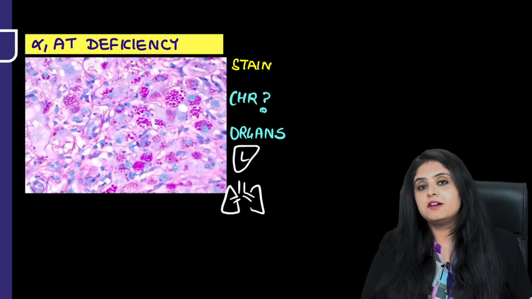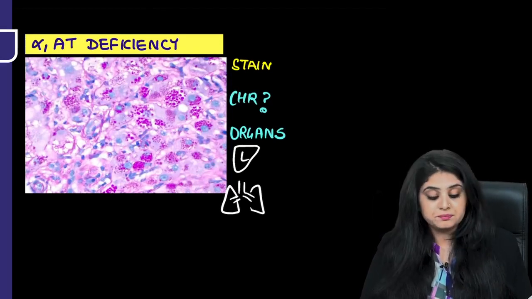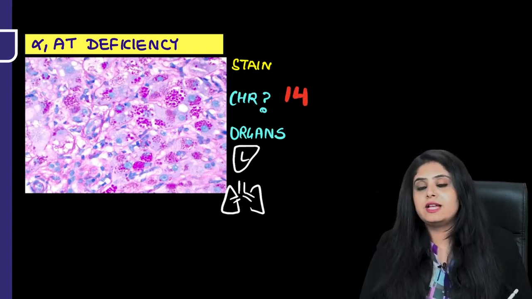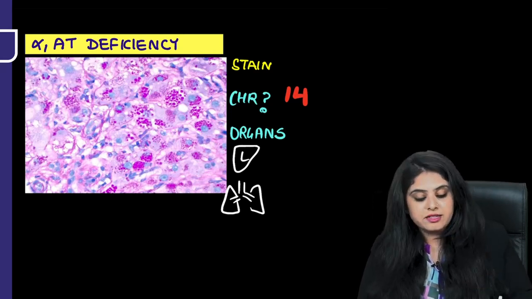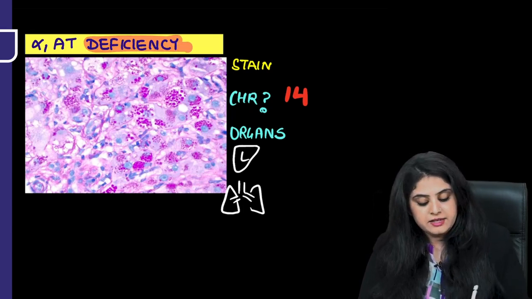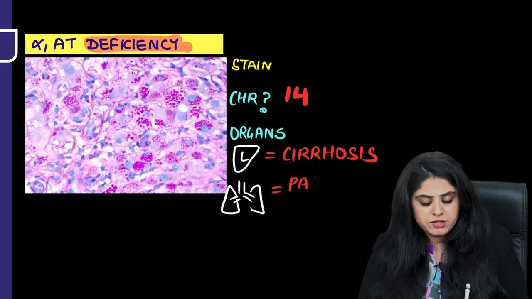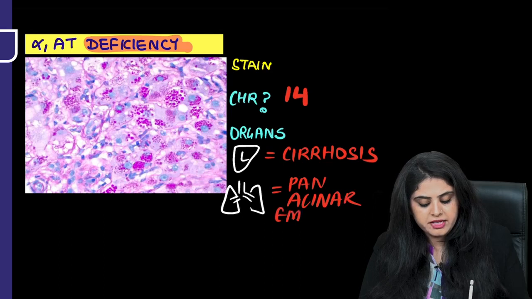very famous alpha-1 antitrypsin deficiency. Firstly, the chromosome for it is an all-time favorite question. The alpha-1 antitrypsin gene is on chromosome 14, and the two organs that are affected in alpha-1 antitrypsin deficiency are L and L. The liver that I'm teaching you right now is going to show you the presence of cirrhosis, and lungs, if you go to the chapter, I have already taught you even in this image section that it shows you pan-acinar emphysema, right? So that is easily settled for all of us.